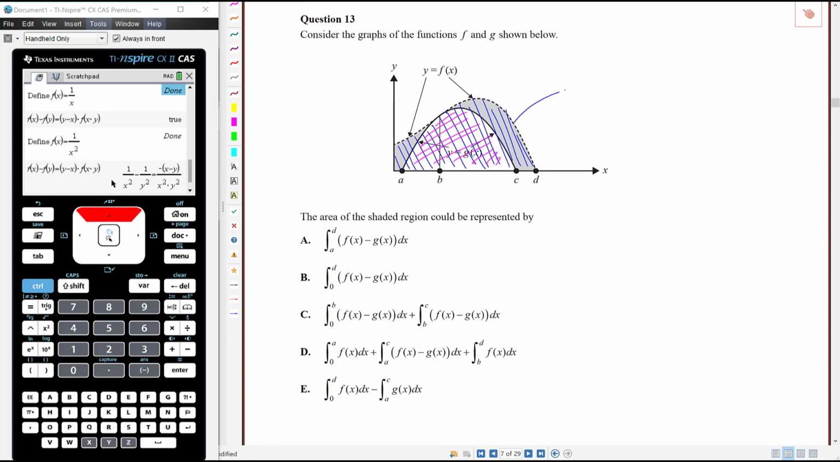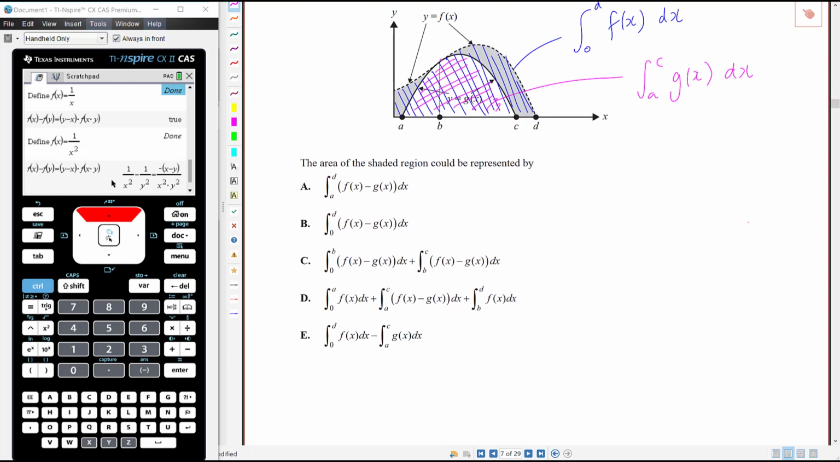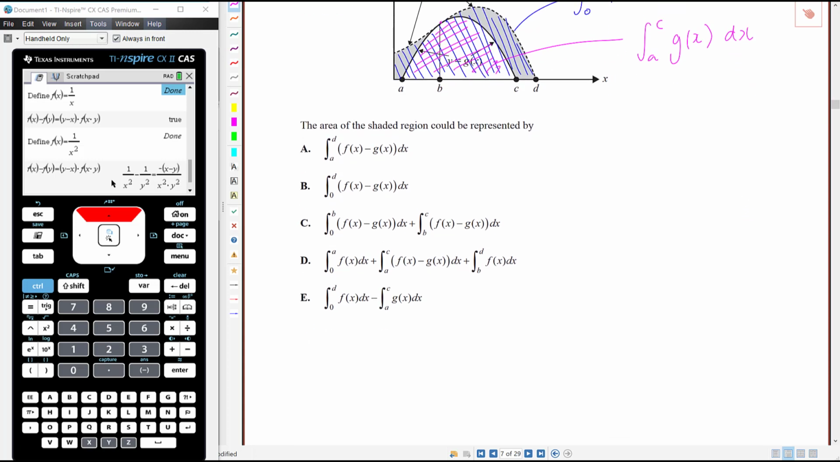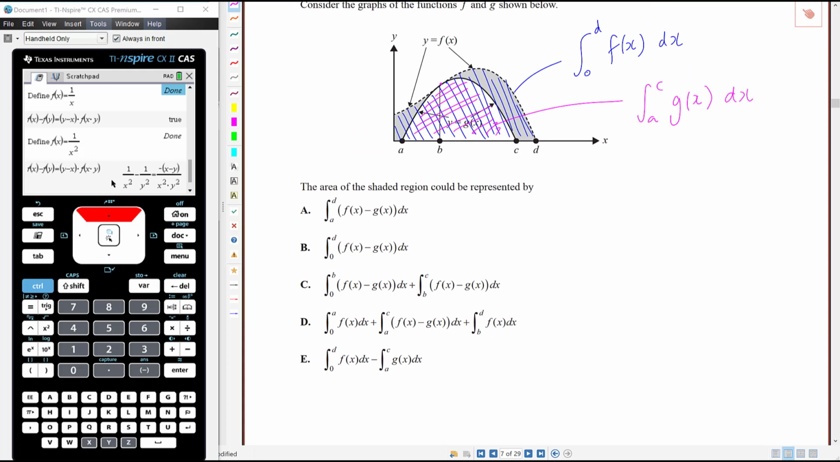So that total blue area is going to be the integral from 0 to d of f of x. And then the pink area is going to be the integral from a to c of g of x. The point b, where they intersect, doesn't make any difference whatsoever. It's not like they're swapping what's top and bottom. So we want the blue area, integral from 0 to d of f of x, minus the pink area, integral from a to c of g of x. And that is exactly what option E says.